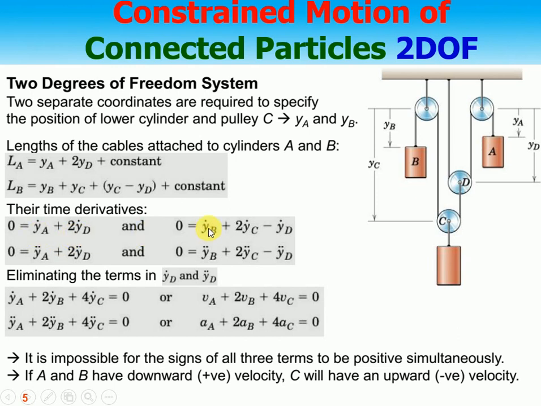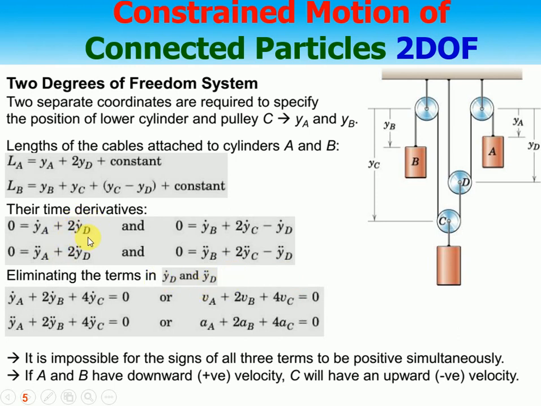And then we take the derivative of the second equation: y dot of B plus 2y dot of C minus y dot of D. And taking the second derivative, the y double dot of A plus 2y double dot of D. And similarly, y double dot of B plus 2y double dot of C minus y double dot of D. And then we have to eliminate, because this D is the intermediate pulley, we remove the y dot D and y double dot D from these equations.